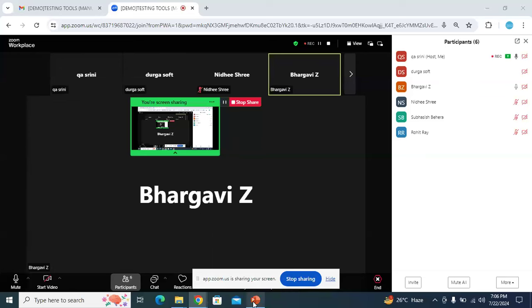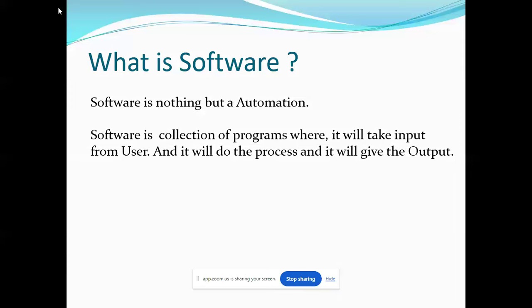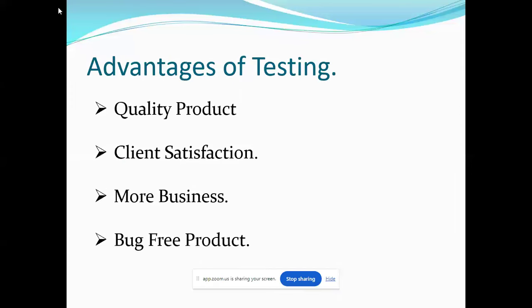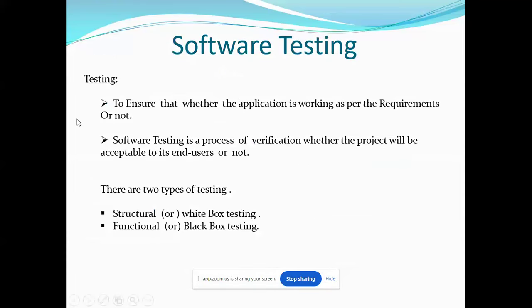Now, what are the types of testing? Structural testing and functional testing. So don't say white box; we always use good words. One thing you need to remember always: software testing is a process of verification whether the project will be acceptable to its end user or not.